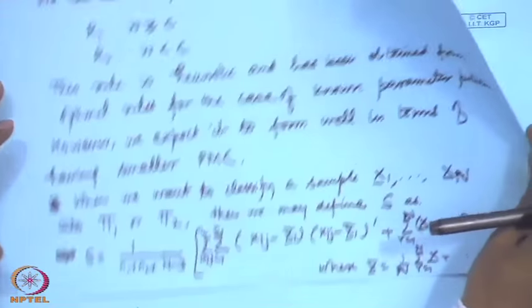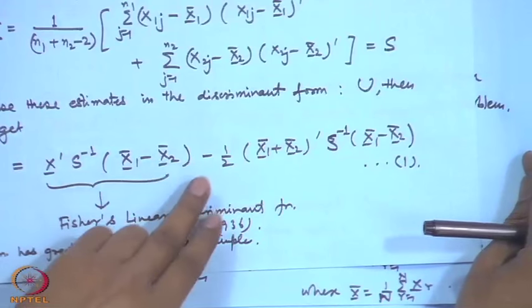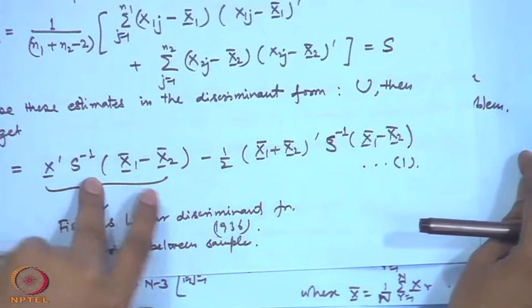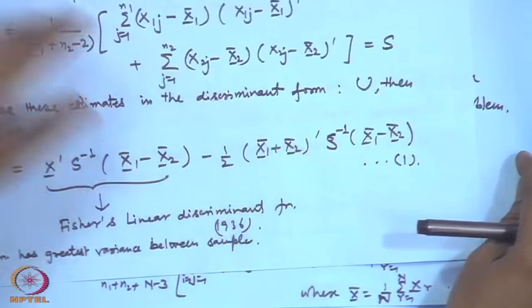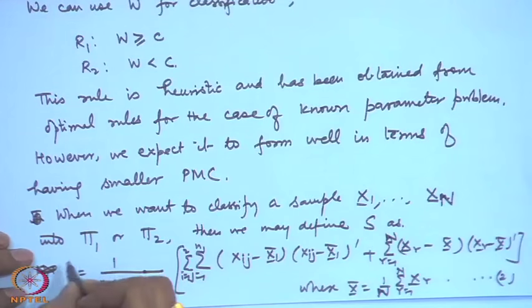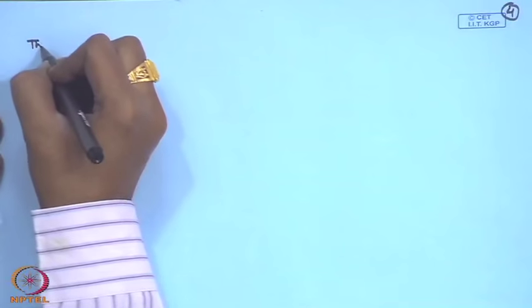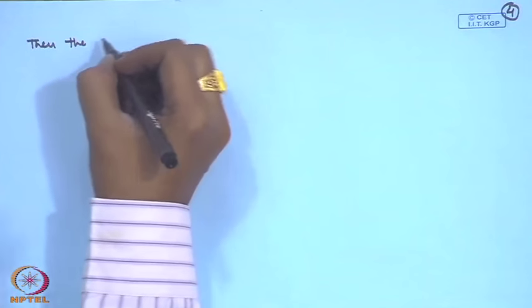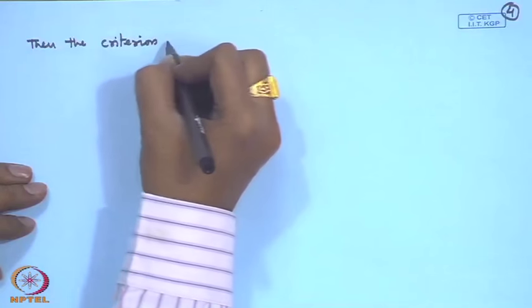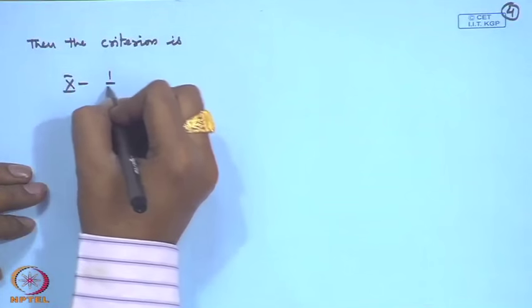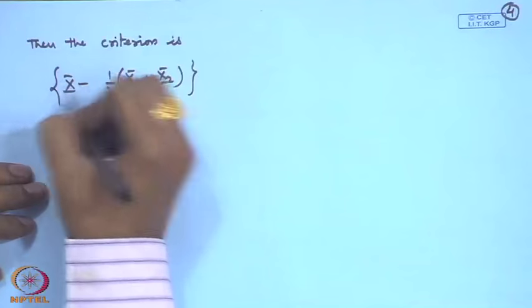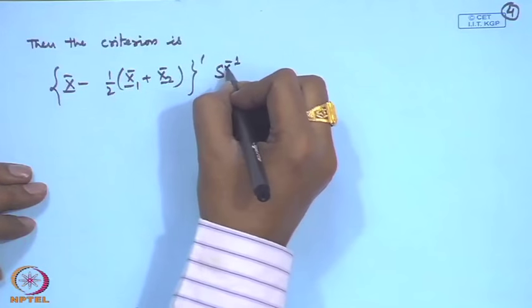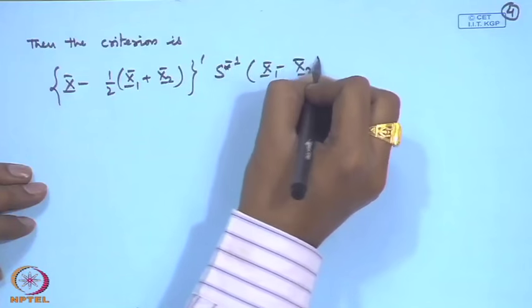And then the criterion that will come here, you can merge these two terms. You can take common S inverse (x1 bar minus x2 bar), because that is in both the terms. So you are getting (x minus half (x1 bar plus x2 bar)) prime. Let me give it a new name, say S star here. Then the criterion is x minus half (x1 bar plus x2 bar) transpose S star inverse (x1 bar minus x2 bar).